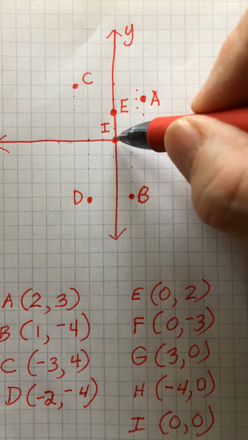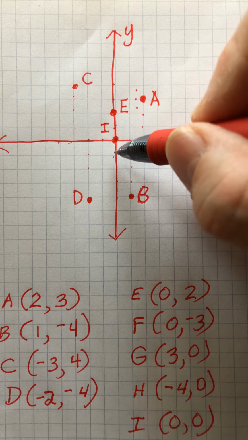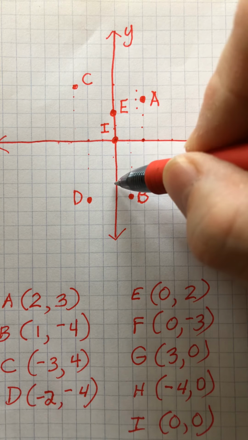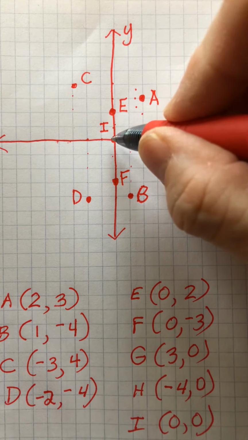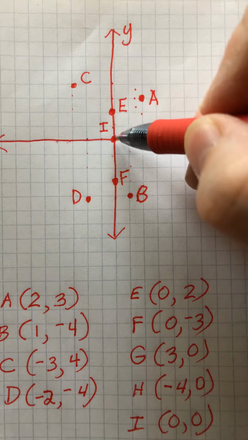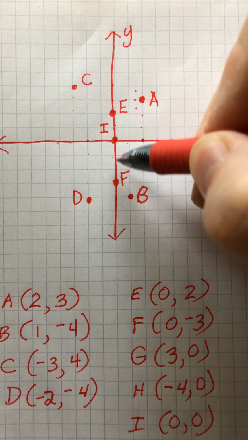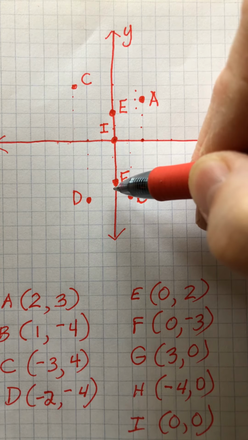Now let's look at point F. We're going to go 0, and then we're going to go down -3. So this is point F. Again, don't get mixed up and do here, because we go 0 in an x direction, and we're going to travel on the y-axis only.